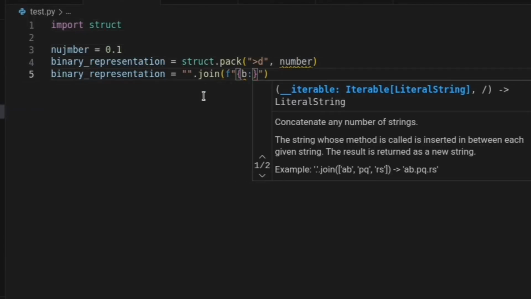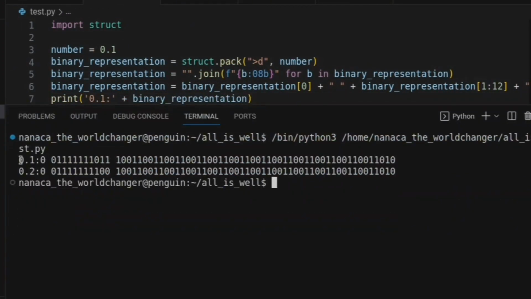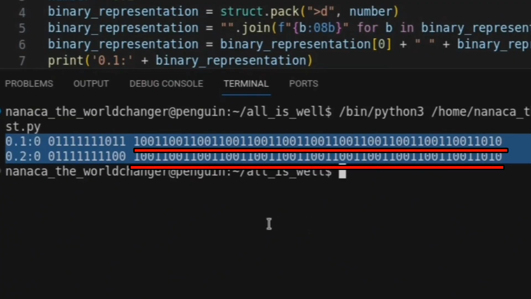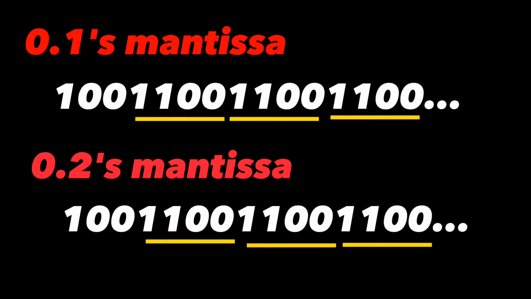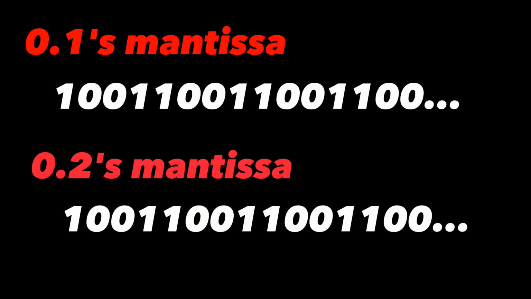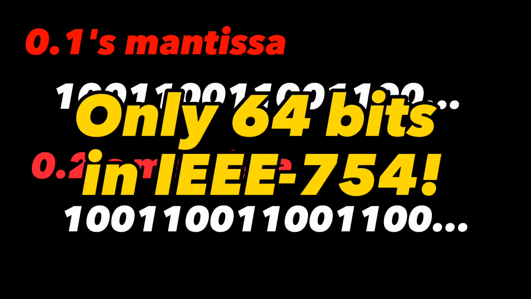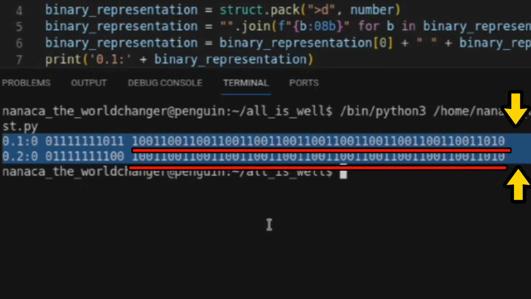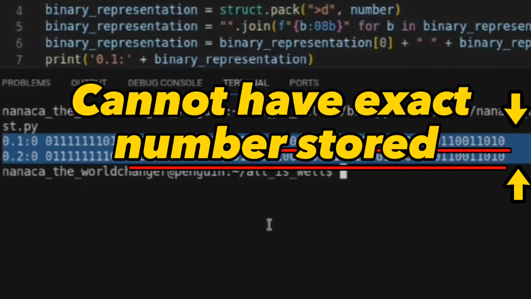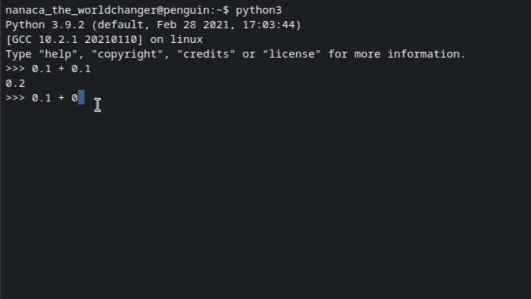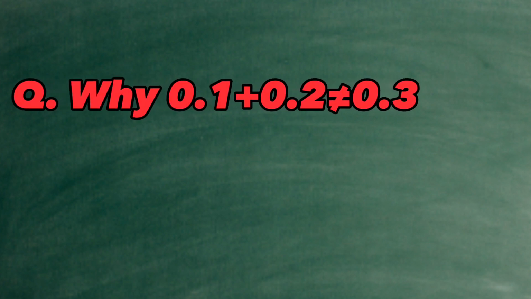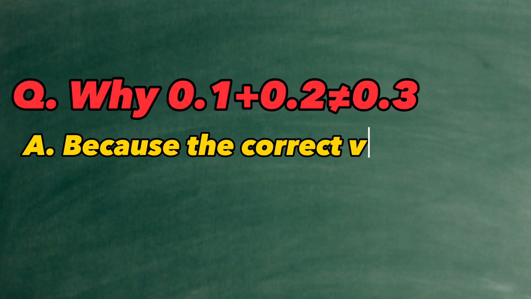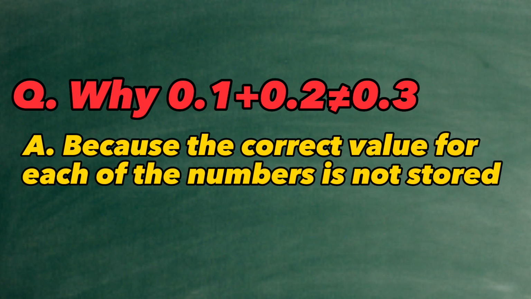And when you actually do this, you'll see that these two numbers' mantissas are the same. This is because there's a repeating sequence right here, where 1100 keeps on repeating itself over and over again. But the problem with this is that we only have 64 bits. Because of this, sooner or later, it must be cut off. As you can see, these two mantissas are cut off at the end. Hence, we cannot have the exact numbers stored. This is why the result is not accurate. So, this is why 0.1 plus 0.2 does not equal 0.3 in Python, because the correct value for each of the numbers is not stored in the first place.